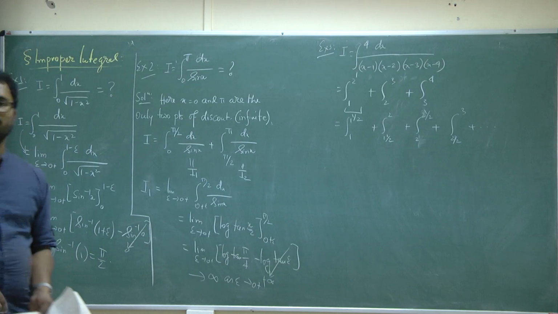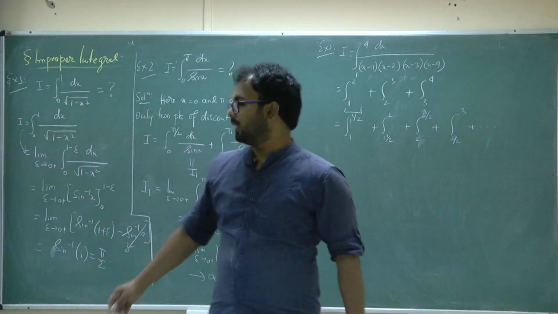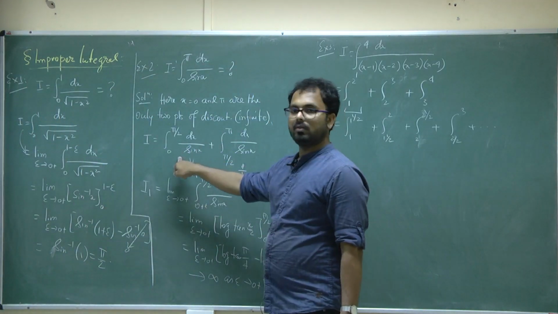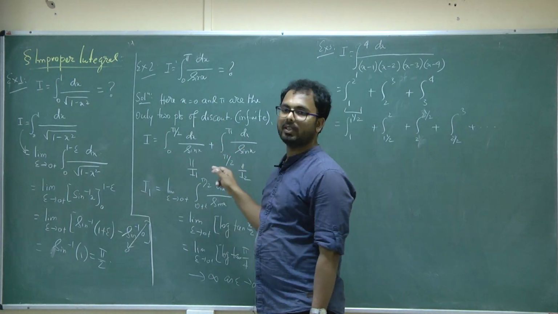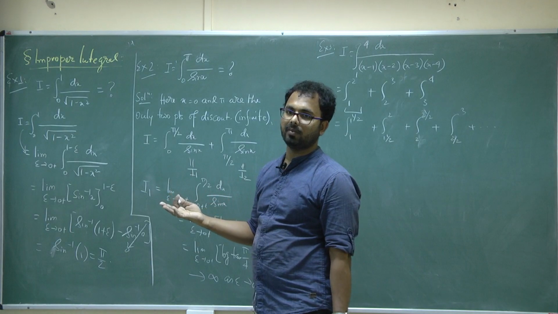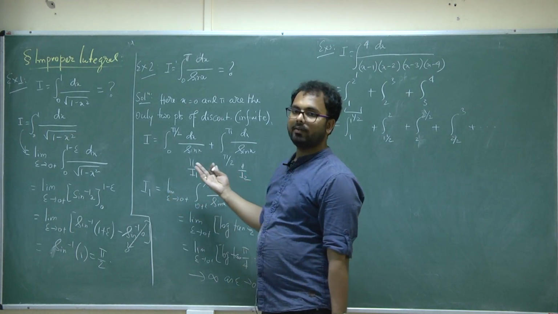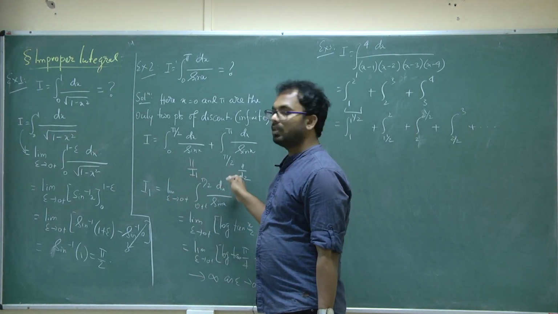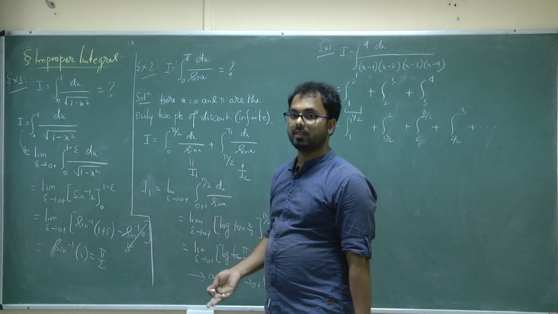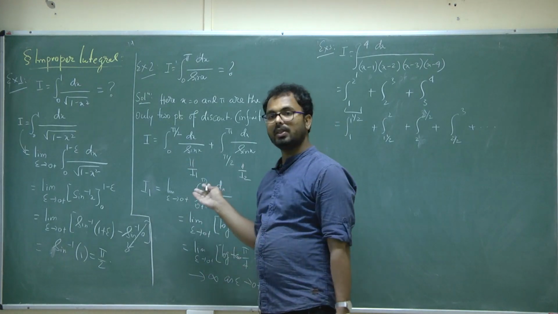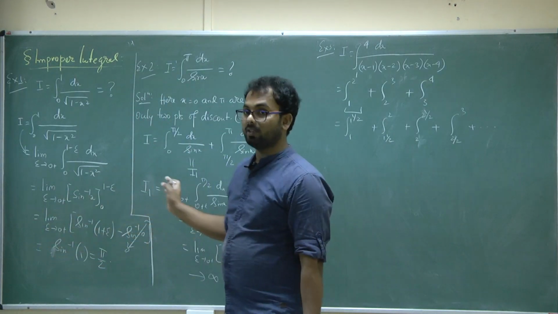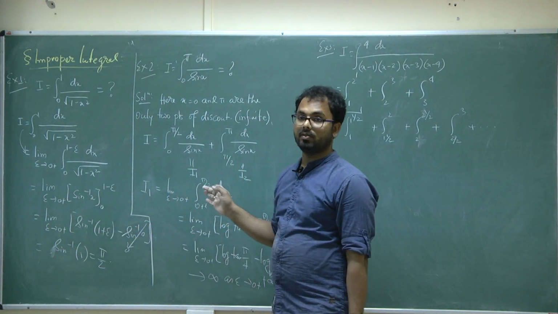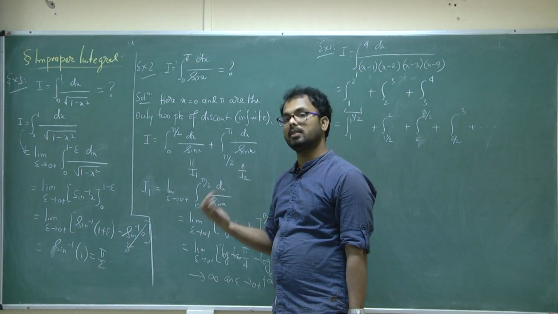So you don't even have to evaluate the second one, because we wrote this integral I as the sum of two subintegrals. If any one of them is divergent, then the entire I will be divergent, because we cannot have the sum of one divergent and one convergent integral be a convergent integral. If both of them are convergent, then we say that the integral is convergent, and if both of them are divergent, then it is still divergent.